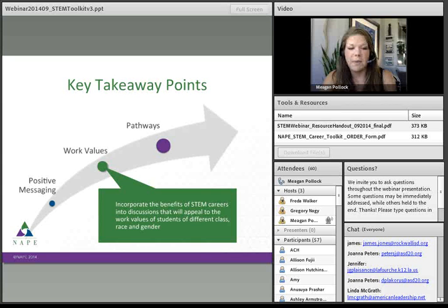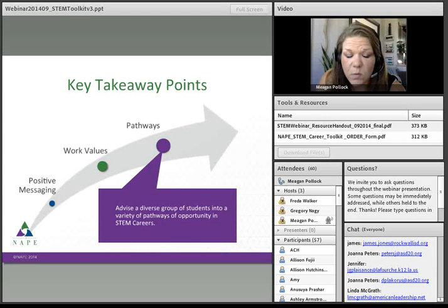We want to talk about and help students see what their interests and their passions really are so that we can connect those careers to help them see a great future in STEM. And then the third key takeaway is pathways, that we really must advise a diverse group of students into a variety of pathways and opportunity.